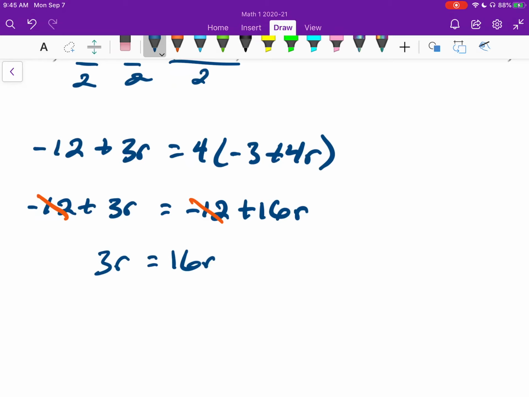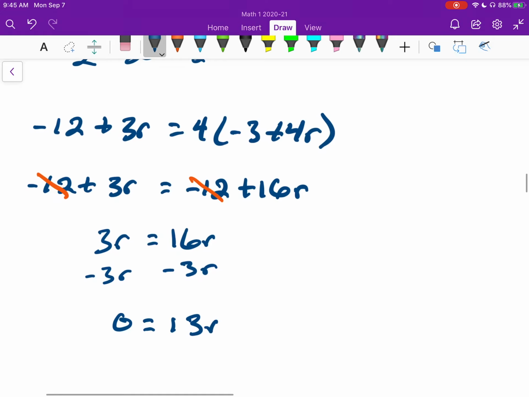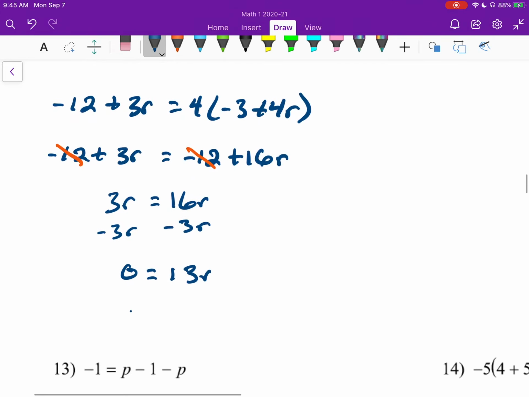Okay, combine my like terms, or get my r's together. I'll subtract 3r from both sides. And I get 0 equals 13r. Divide by 13 and 0 equals r. Now here's something to pay attention to. It's easy to look at that and say, well, that's no solution. If you were to say no solution, you would be incorrect, because if you were to plug in a 0 there, it would work.